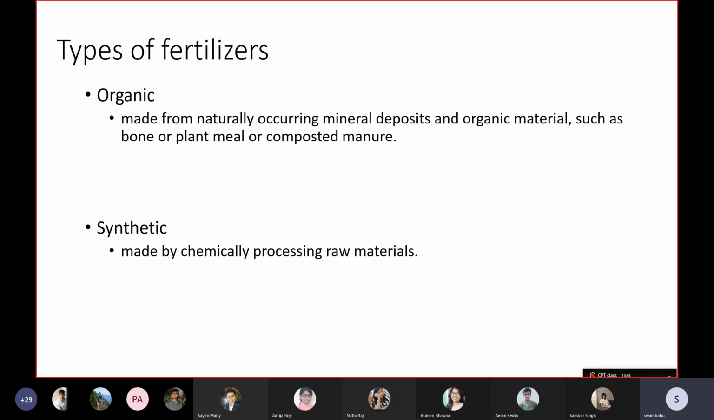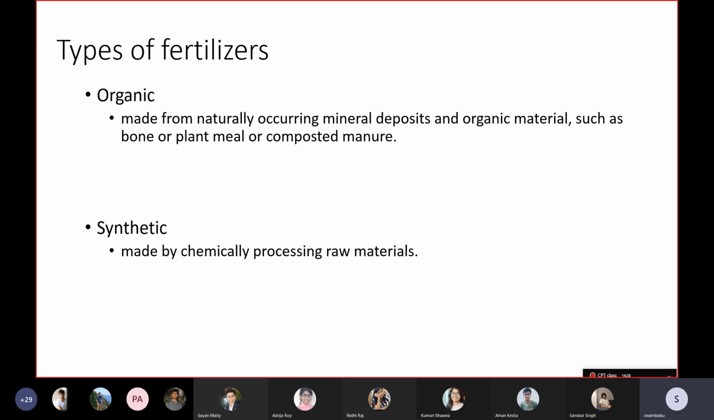So composted manure, if you're from villages, you will get to see this one. But of course nowadays no one is using this. When I was a child, a lot of farmers used to use this. Although I saw very little of bone or plant meals, composted manure was common. And I described a few minutes back the deposits of potassium nitrate and sodium nitrate, the naturally occurring minerals, also used as an organic fertilizer.